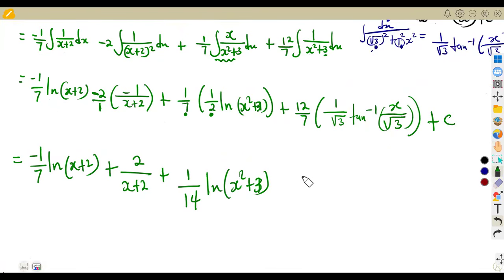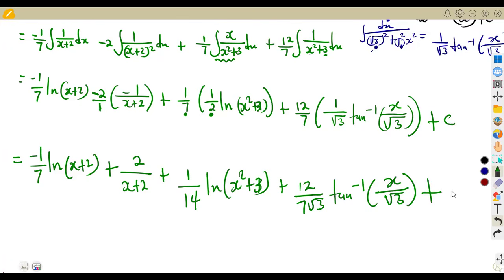Anyways, let's simplify this. Plus here, I'm going to multiply this, that's 12 times 1, which is 12 over 7 square root of 3. You can simplify this on your calculator, or you can just leave it like that. Then arctan of x over the square root of 3. So guys, please correct that part that we had here of x squared plus 3.